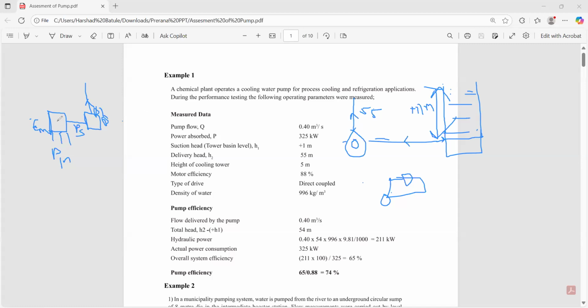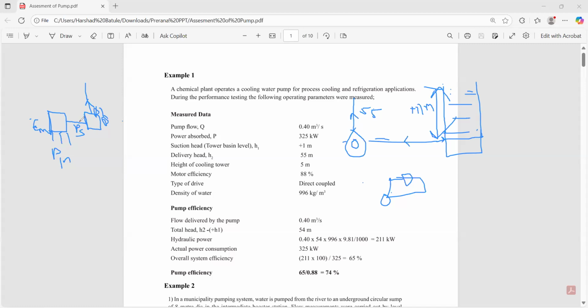So whatever input power is given, PS is pump shaft power, and PH is hydraulic power. And P input is your electrical input power. So whatever input power there is, there will be loss in the electrical motor due to low efficiency. That loss is given in your efficiency. So 88% efficiency means 12% is your loss.